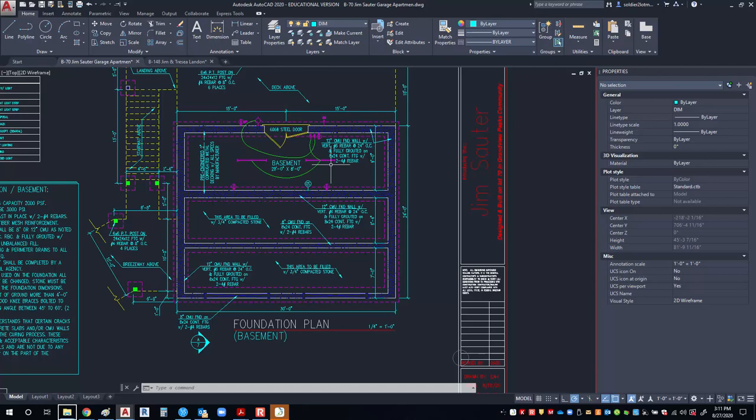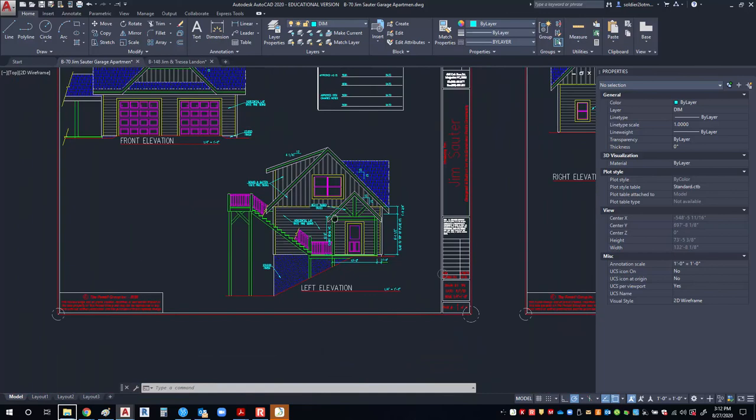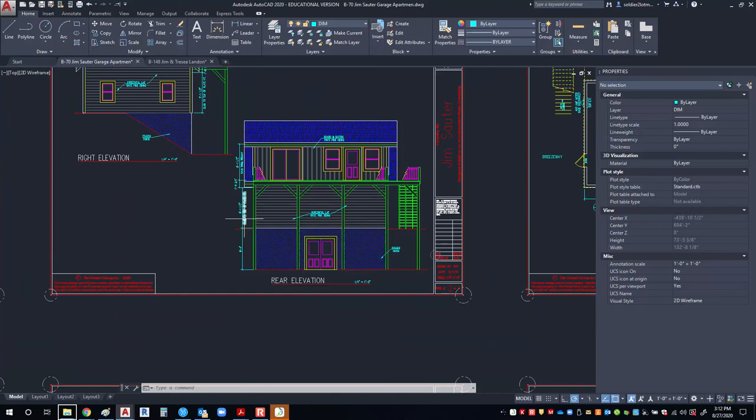Okay, so then we get our elevations. So we have the front elevation, we have the left elevation, we have the right elevation, and we have the rear elevation. So those are elevations.